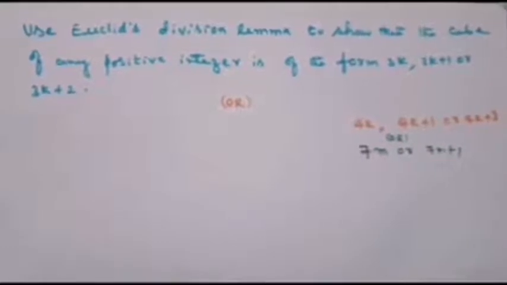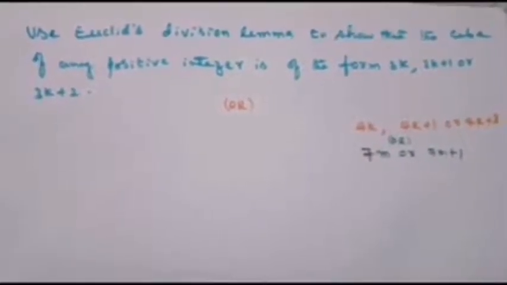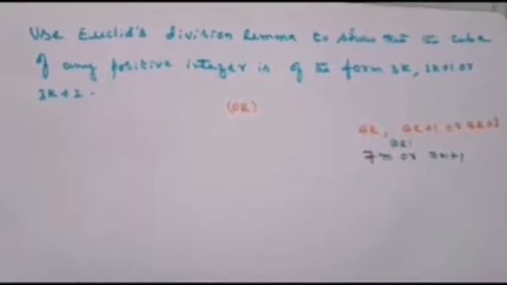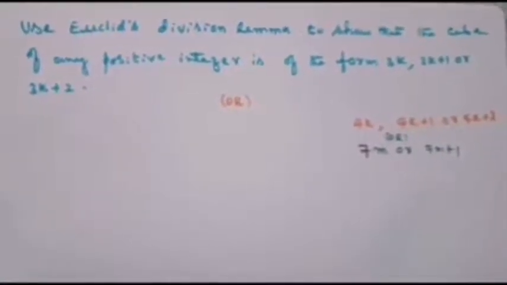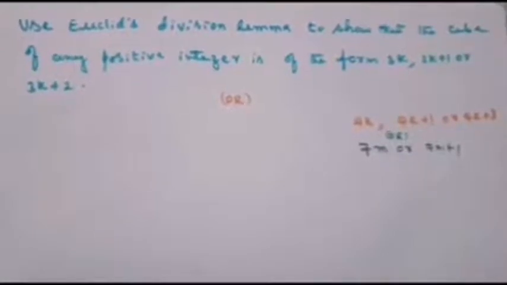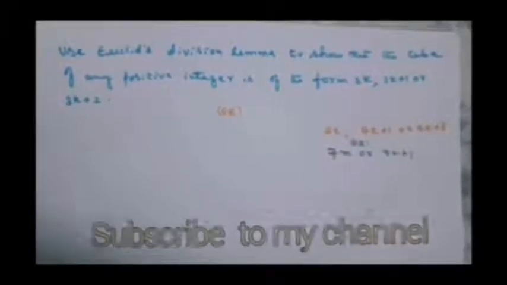So next problem is: use Euclid's division lemma to show that the cube of any positive integer is of the form 3k, 3k plus 1 or 3k plus 2. I am going to do this question. The remaining two questions you can try. If you are not getting them, you can comment, and I will do one more video for those two questions.